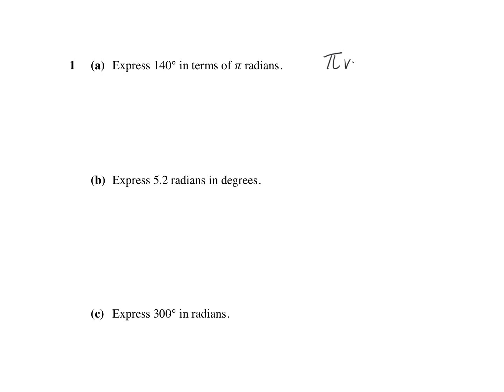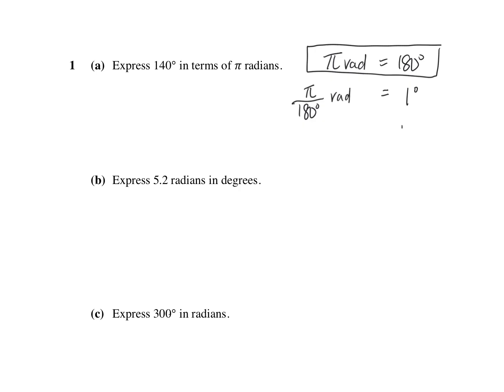So pi radians is 180 degrees. This is the baseline. 500. Yes, so go and find 1 first. Your idea is to find this. So do you put this question inside? I don't know.